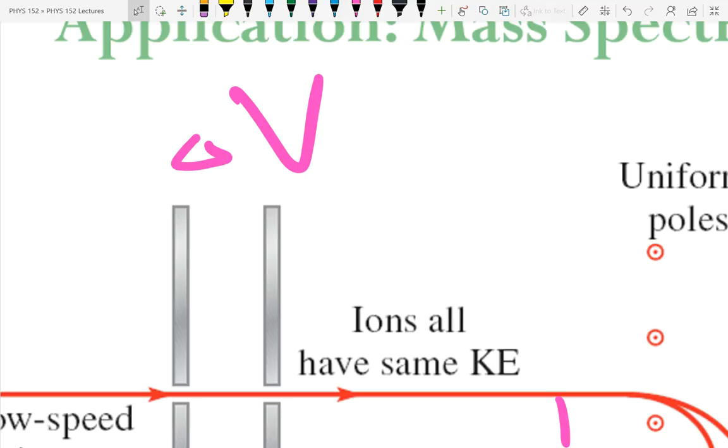We did this a whole lot, like last Monday, or maybe it was the Friday before. We're going to use the work-energy relation. The net work is the change in kinetic energy. What's the work? Well, the work in this case is going to be the change of potential energy, the work done by the electric field, which is q delta V.